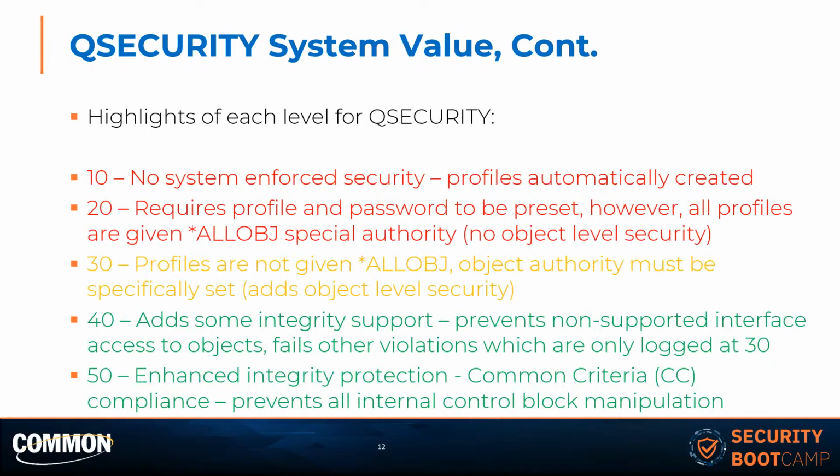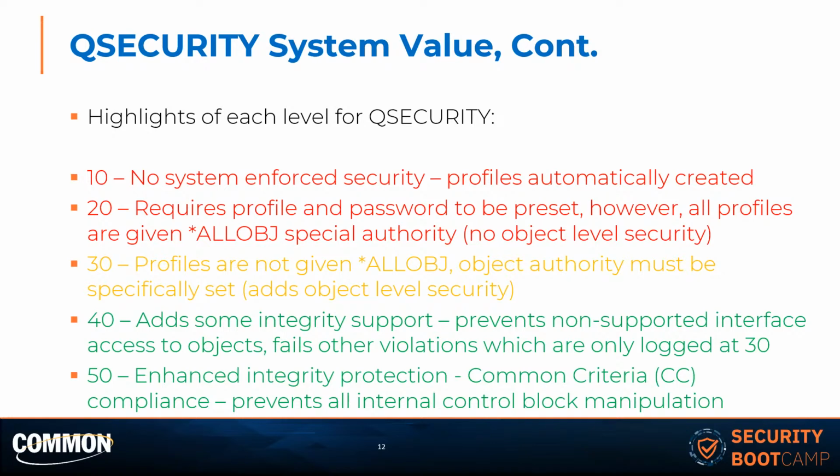Here are some of the highlights for each of the various levels for QSECURITY. As a reminder, you can no longer set your system to QSECURITY level of 10. At level 10, user profiles are not even required. If you sign in with a profile that doesn't exist, the system would automatically have created it for you. At security level 20, we now get the ability and the requirement to have a pre-existing user ID and password to be set. However, all profiles are given all object special authority. This means that there's no object level security, as all users have access to all objects on the system.